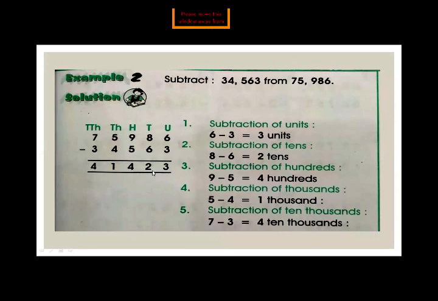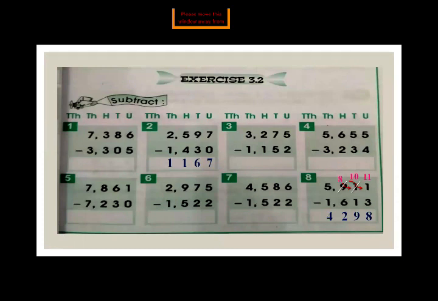Now I'm moving towards exercise 3.2. In your books, page number 25 and page number 26. This is the last exercise of today's teaching. Okay.